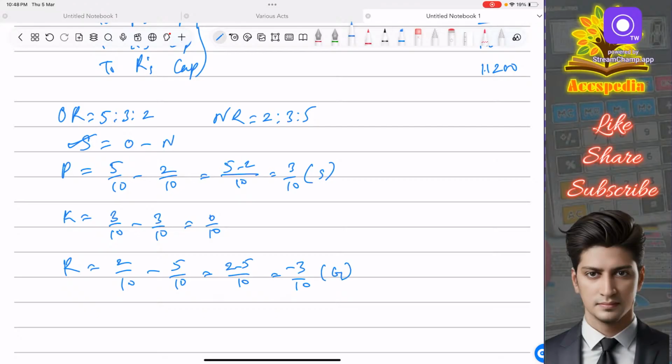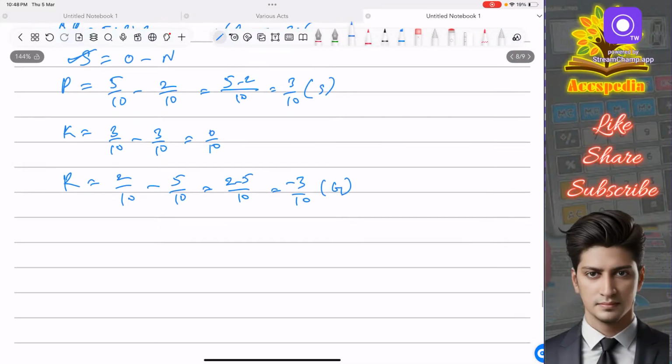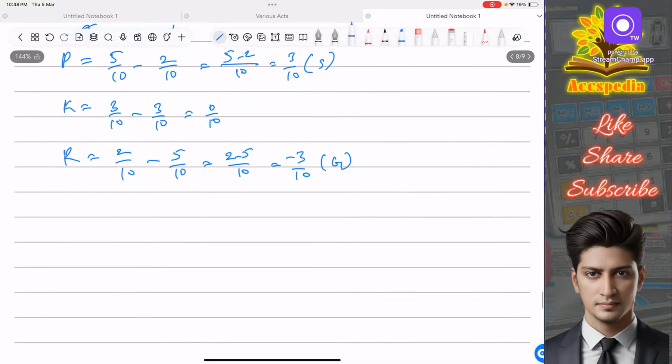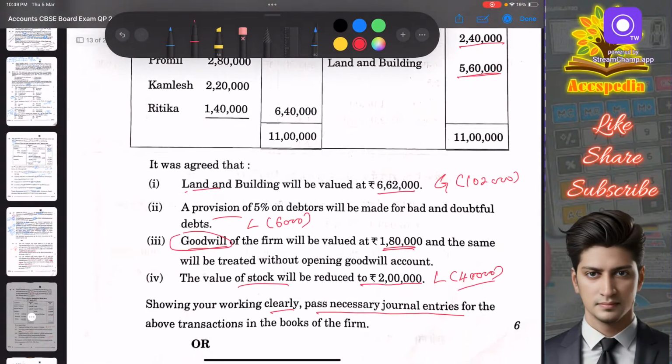So I told you, right? Gaining partner to sacrificing partner, that is the journal entry for the self-generated calculated goodwill. So that means Ritika's capital account debit to Pramil's capital account. The goodwill is 1,80,000, right? Yeah, 1,80,000 is the goodwill.